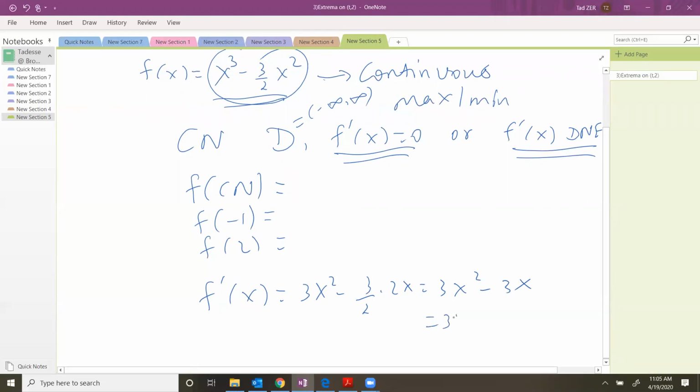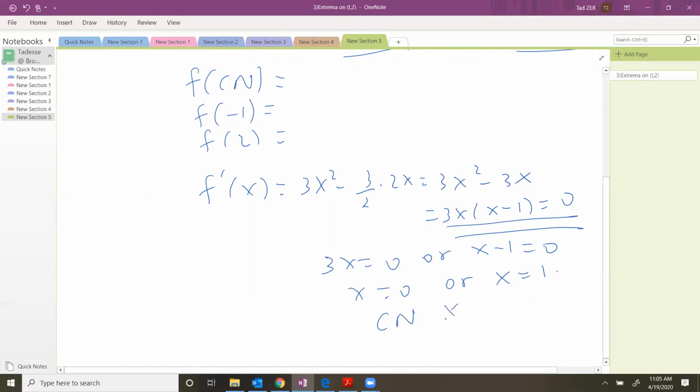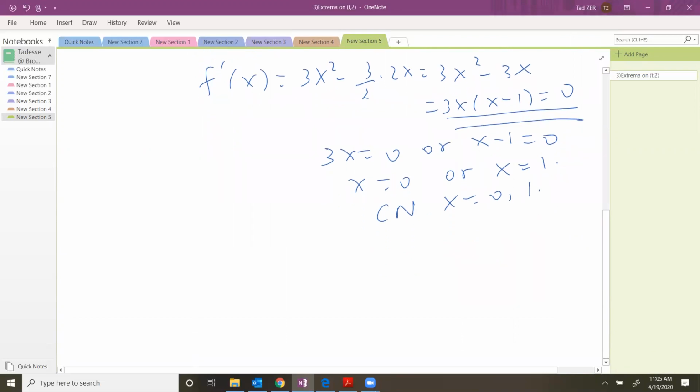So this is 3x times x minus 1 equal to 0. So what are the critical numbers? This equal to 0 means 3x equals 0 or x minus 1 equals 0. So x equals 0 or x equals 1. So these are the critical numbers, 0 and 1. What I need to do is evaluate the function at the critical numbers and the endpoints. So let's start with the critical numbers, f of 0 and f of 1.